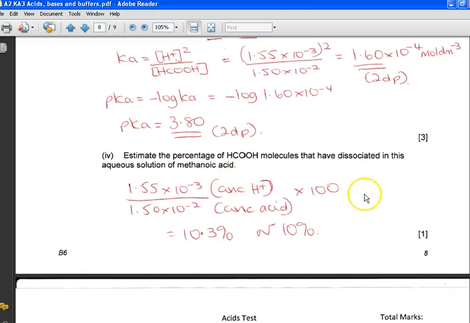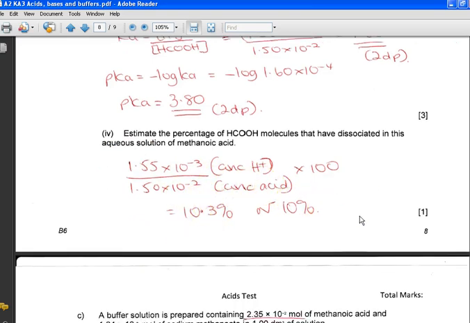Yeah, this one caused a bit of a problem. I don't know whether some of you just thought when it says estimate the percentage that have dissociated that you just had to guess, but that's not the case. You had to make an estimate based on information that you've been given. So we know our concentration of H+, we know our concentration of our acid, so we can work out how much of the molecules have dissociated. Okay, so 10%-ish.